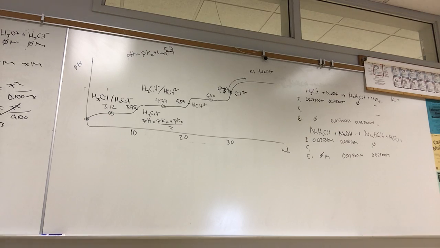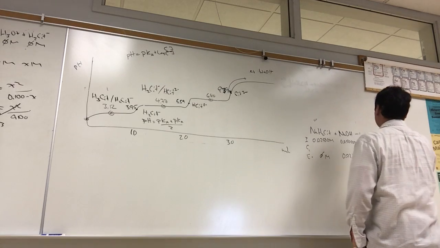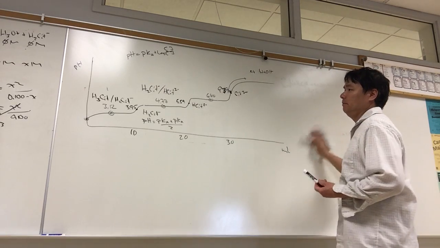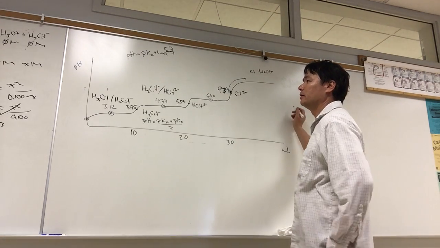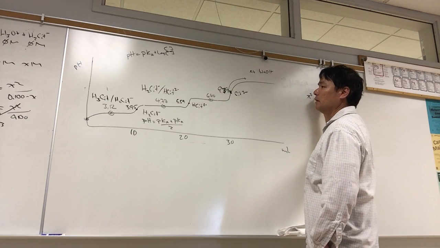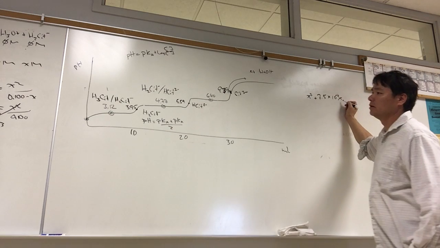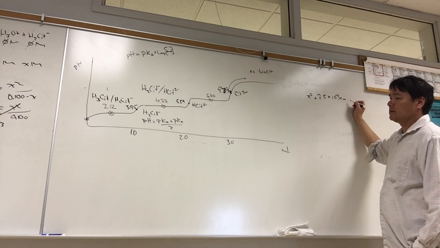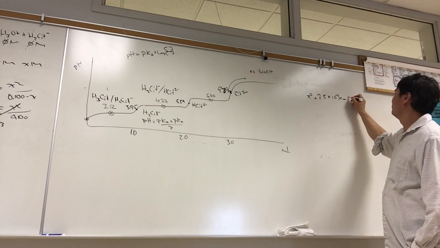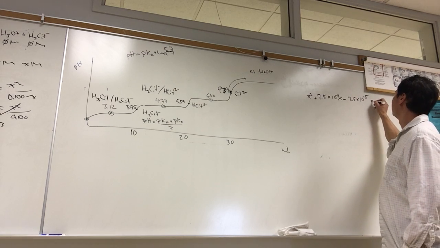Where's that quadratic calculator? So let's get this into quadratic form. It's going to be x squared plus 7.5 times 10 to the minus 4 x minus 7.5 times 10 to the minus 5 is equal to 0.